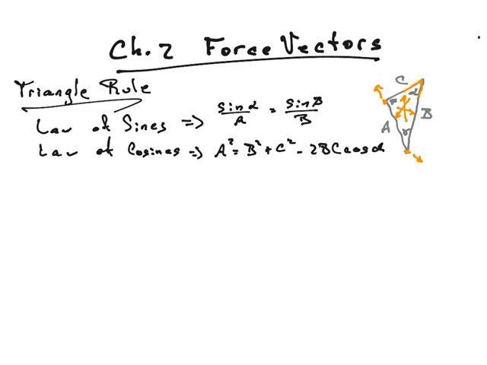SOHCAHTOA is easy, but it takes more steps to do because you have to make right triangles. Law of sines and law of cosines, you don't always remember them very easily, but it's very easy to create a triangle out of it. So there's pros and cons. Anyway, given that these are the equations we're going to use to be able to calculate off of our triangle, let's actually see an example of solving a problem using the triangle rule.